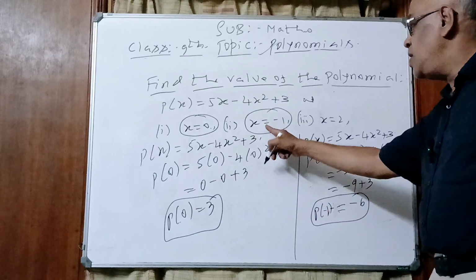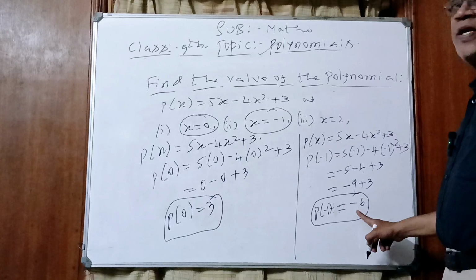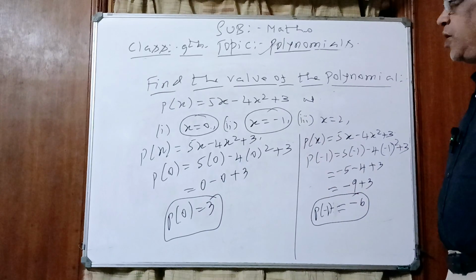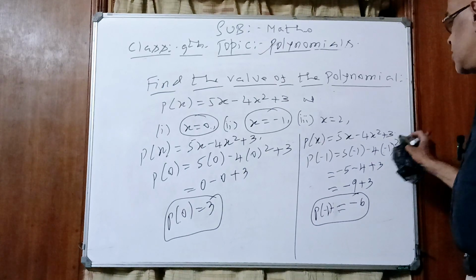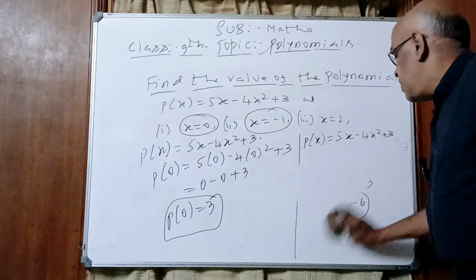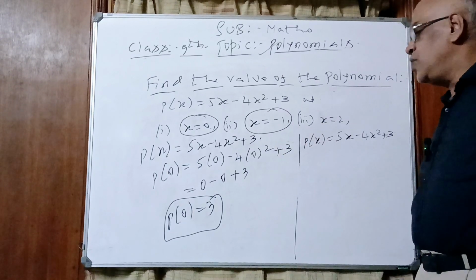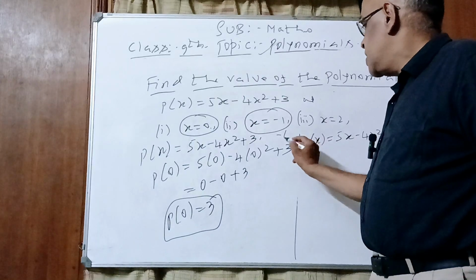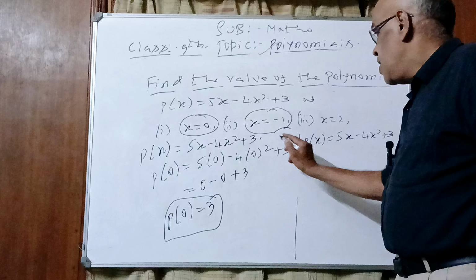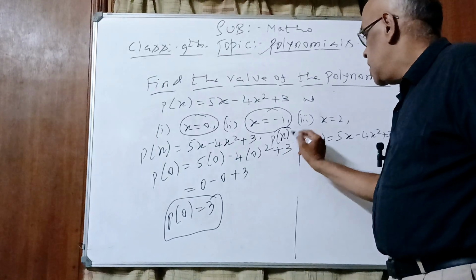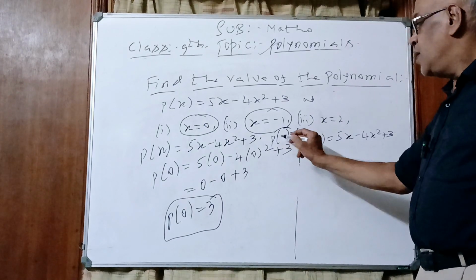At x is equal to minus 1, wherever x is there, we put minus 1, and the value we get, minus 6, is called the value of the polynomial. Yes or no, children? Yes. Now, similarly find at x is equal to 2. What was this value, children? It was minus 6. I'll write it here. What was P of x here? At x is equal to minus 1, minus 6. Here, P of 0 is 3.